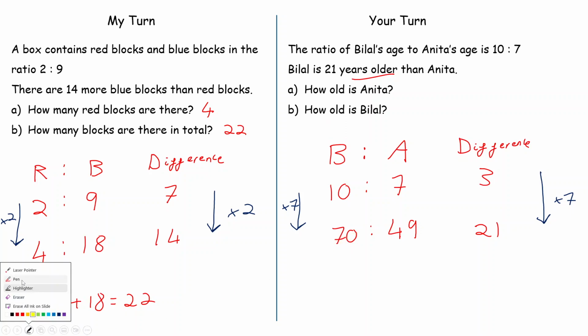Anita is 49 years old, and Bilal is 70 years old. And there we go, so these are your answers. Let's go and highlight them all on the board. Just one thing I didn't make clear enough initially: you can see you've got 14 more blue blocks on the first one. 18 take away 4, that difference gives you the 14. And similarly, 21 years here, the difference, 70 take away 49, gives you that 21. Okay, thank you for watching.